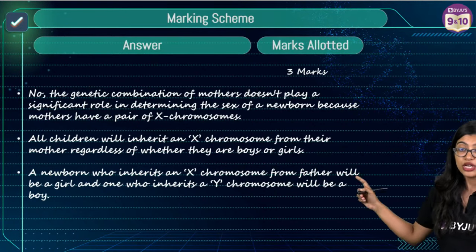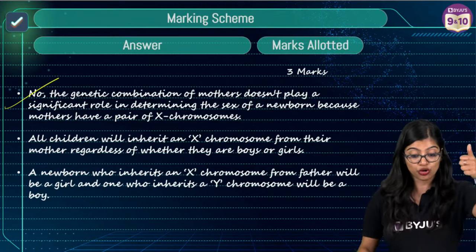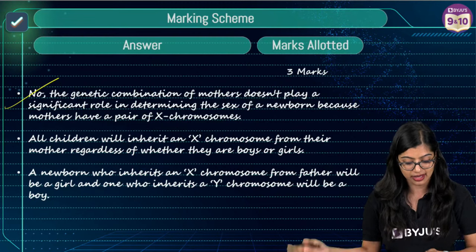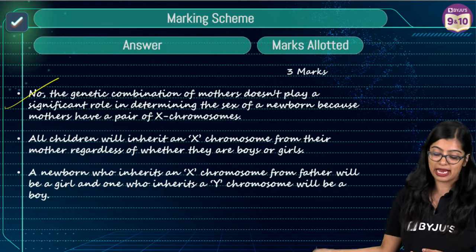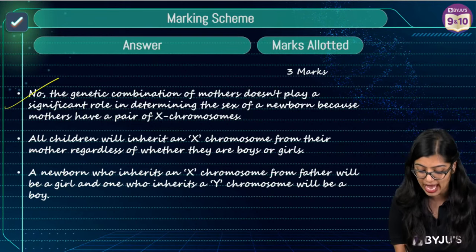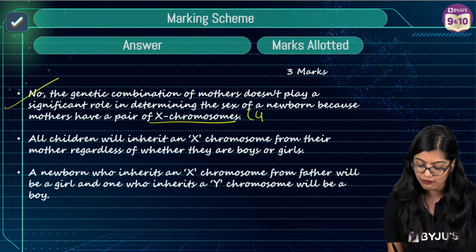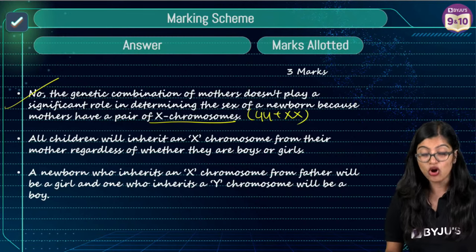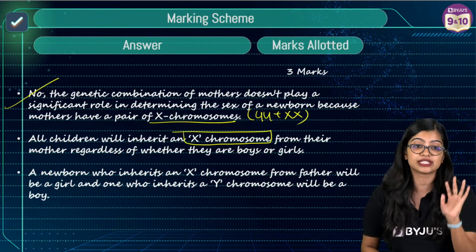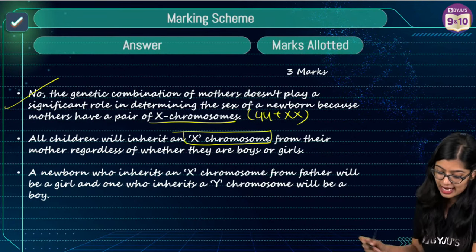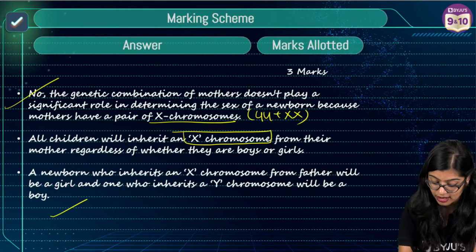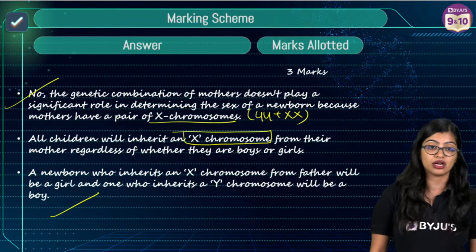So how would you start? Don't start with no, you can say the genetic combination of the mother does not play a significant role in determining the sex of the newborn. Because we know that mothers or females will have a pair of X chromosomes, or 44 plus XX. So all the children will inherit the X chromosome from the mother regardless of whichever gamete it is, right? But on the other hand, depending on what sex chromosome is inherited from the father, it will determine whether it's a boy or a girl.